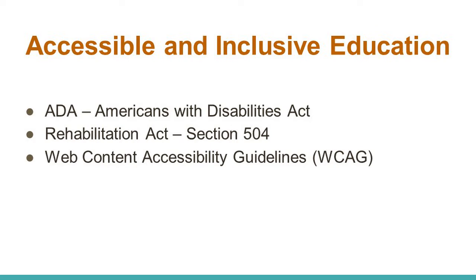It is federal law to make educational content accessible to all students. The Americans with Disabilities Act is a civil rights law that prohibits discrimination against individuals with disabilities under the ADA and Section 504 of the Rehabilitation Act. Universities are required to provide reasonable accommodations to students. In higher education, all electronic course materials must be made accessible to students with disabilities in accordance with the World Wide Web Consortium Web Content Accessibility Guidelines.